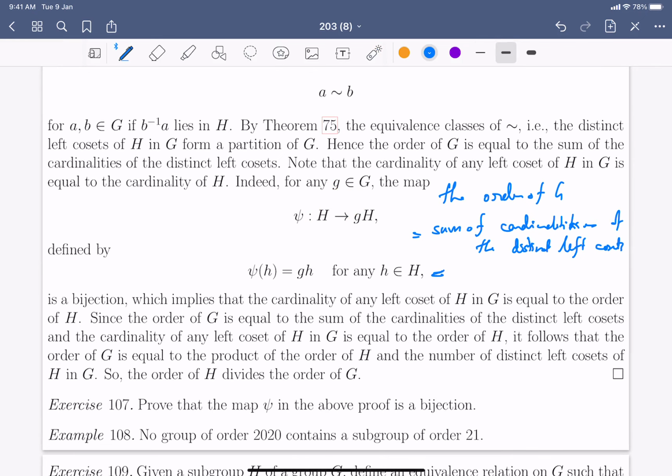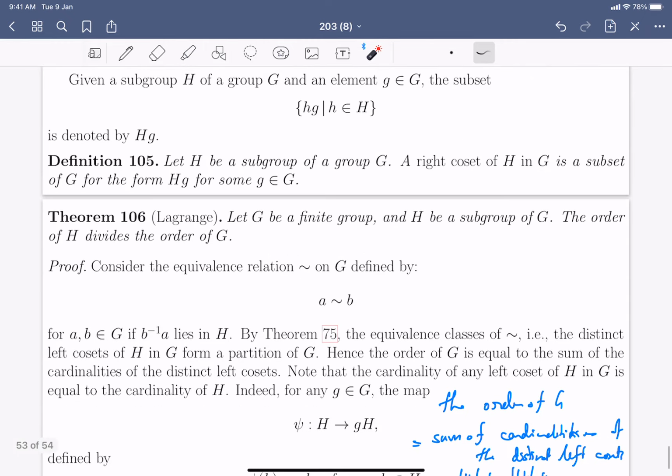So the sum is equal to the size of H plus the size of H, taken a few times. How many times? The size of H is repeated as many times as the number of distinct left cosets, right? So the order of G has to be a multiple of the size of H, in other words a multiple of the order of H, and that proves this claim, or this theorem of Lagrange.